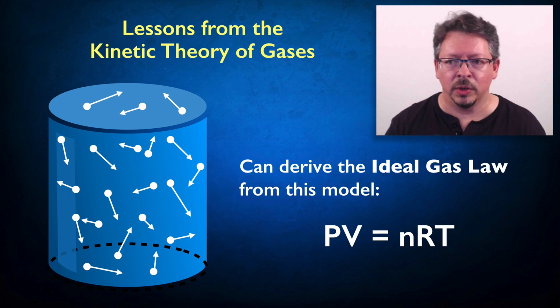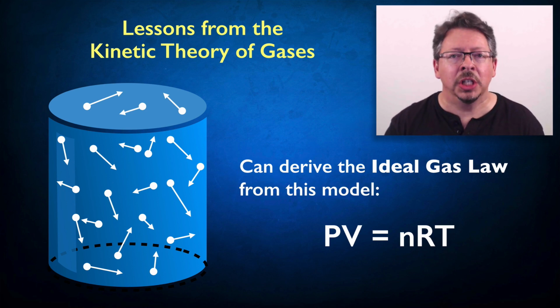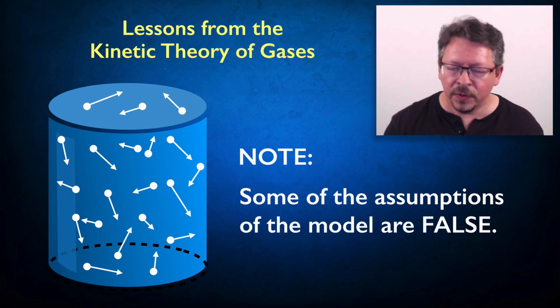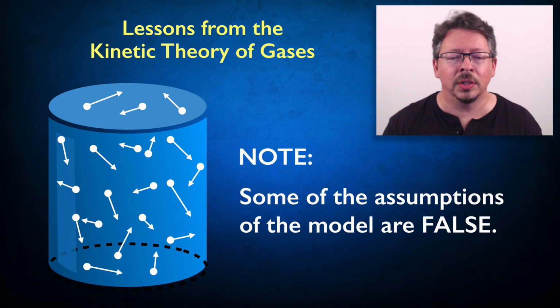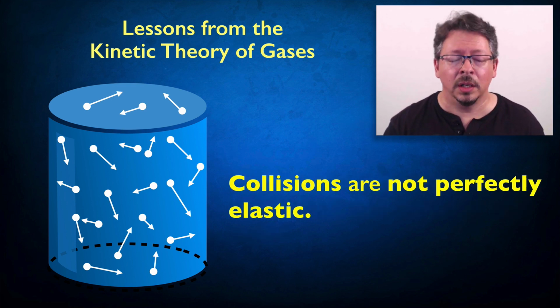So, for example, if you were to hold the volume constant and raise the temperature, the pressure should increase, which it does. Within a range of normal conditions, and for gases that aren't too dense, the ideal gas law gives pretty accurate results. So now let's get back to these model assumptions. What are we to make of them? Well, the first thing to note is that some of these assumptions are clearly false. The molecules of a gas are generally not spherical, and they're certainly not solid. The collisions between particles and between particles on the walls of the container are not perfectly elastic.